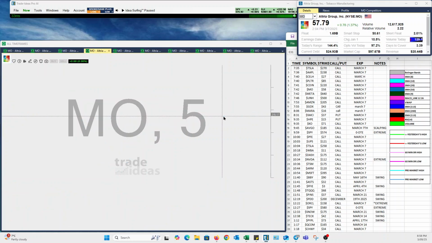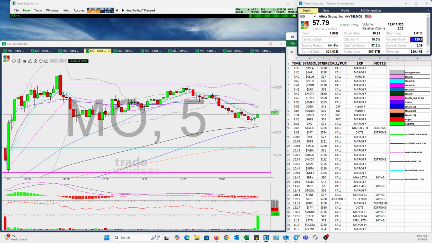MO, I'm not even familiar with that one. Okay. So MO, the alert was given at 7:42. Okay, so this chart, you can see there you had a really big green candle here on the 5-minute, and the alert was given out right on the 7:40, which is this candle.